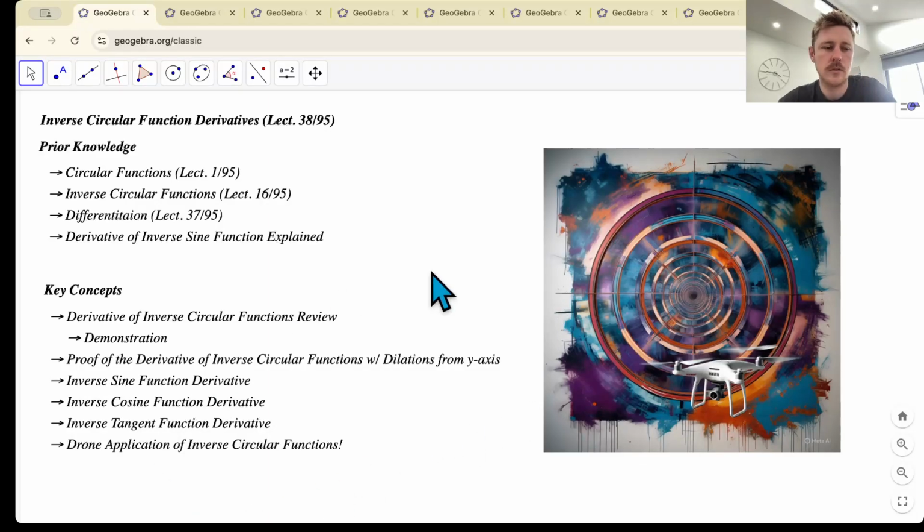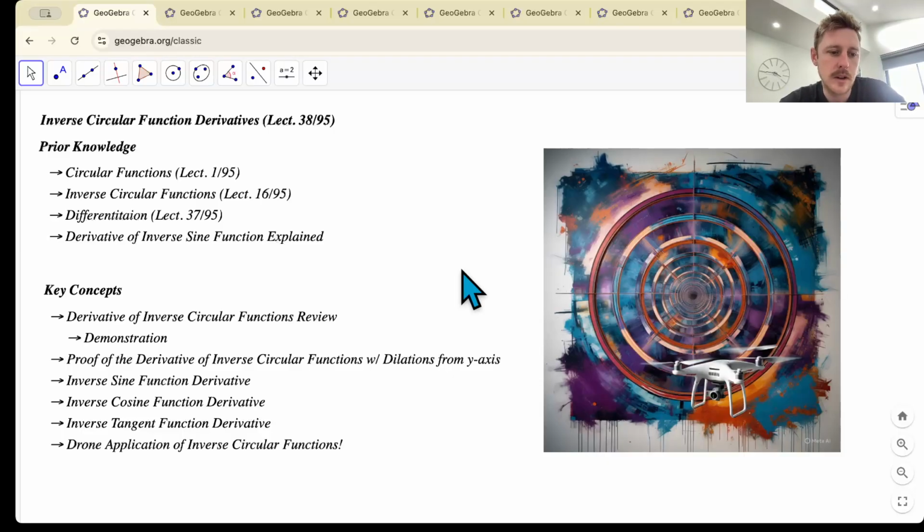All right, so we're going to look at inverse circular functions and their derivatives. So some prior knowledge: circular functions, you need to have a pretty solid understanding of that. Inverse circular functions, differentiation, and then the derivative of the inverse sine function. If you've seen that video that I made before, it'll help with this, but we will go through that again, but for cosine this time.